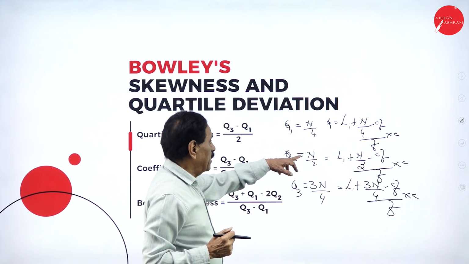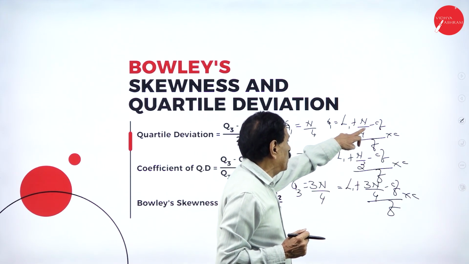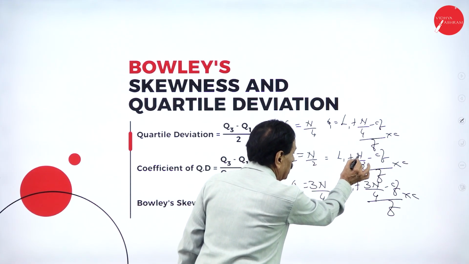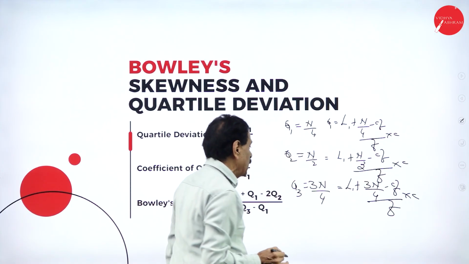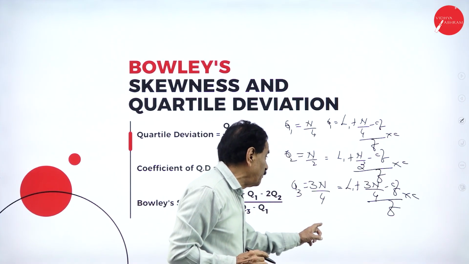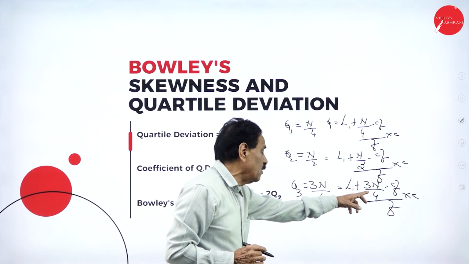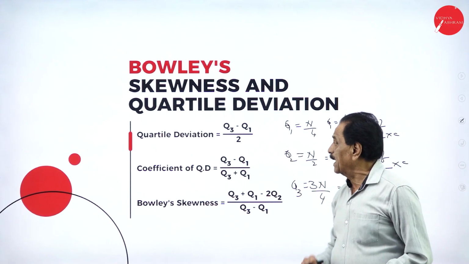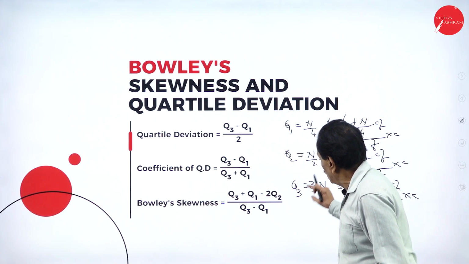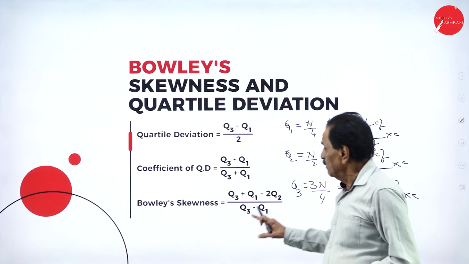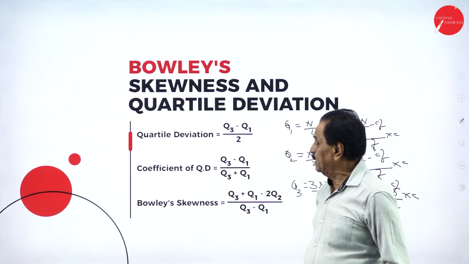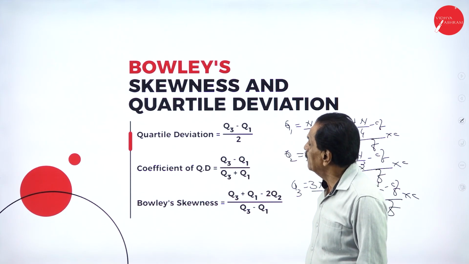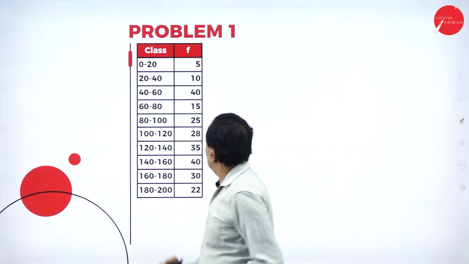So Q1 is equal to N by 4, which is L1 plus N by 4 minus CF over F into C. Q2 is equal to N by 2, L1 plus N by 2 minus CF over F into C. Q3 is equal to 3N by 4, which is L1 plus 3N by 4 minus CF over F into C. Now we are going to calculate Q1, Q2, Q3. First we have to solve quartile deviation, then coefficient of quartile deviation and Bowley's skewness. What is the first step to do?